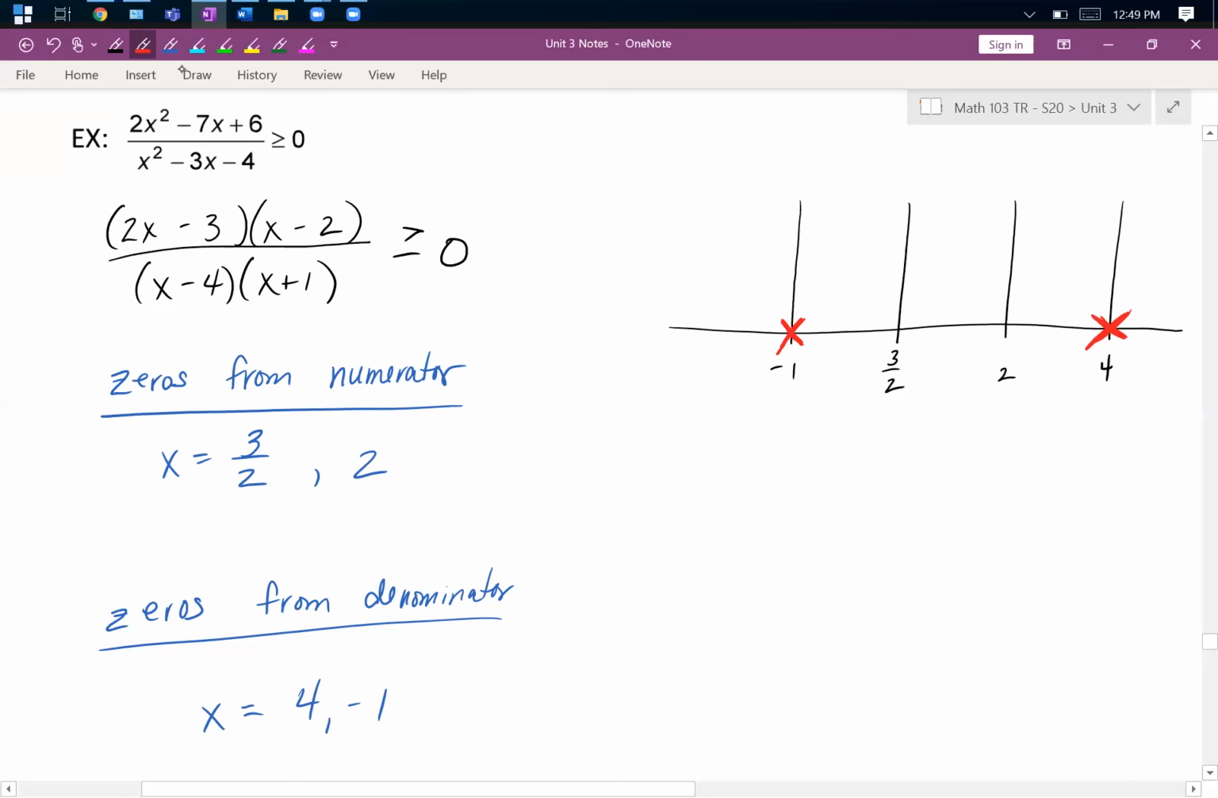And we're ready for some test points. Something less than -1, choose -5. Plugging it into our first factor, what do we got? -10 minus 3, so that's negative. This one's negative. -5 minus 4 is negative. -5 plus 1 is negative. 4 negatives leaves us with a positive.